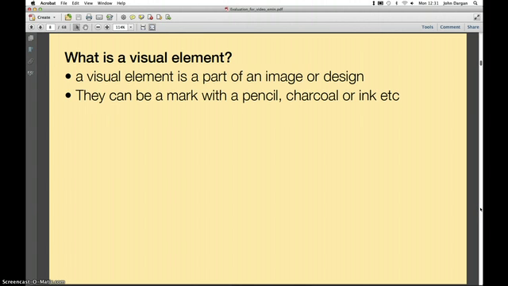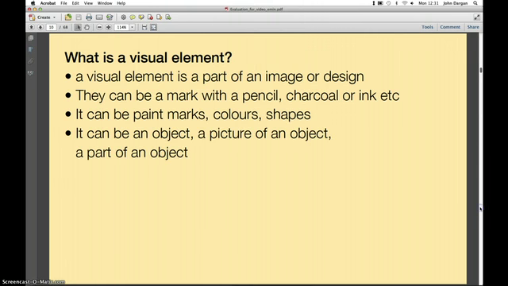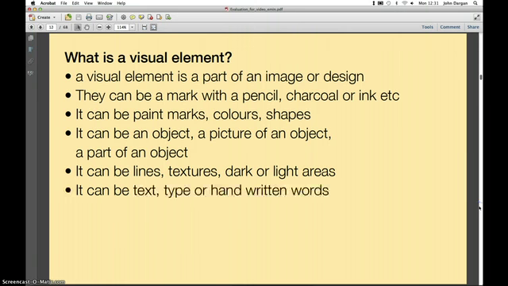They could be marks. At the start of the course we encourage experimentation with mark making, so you can look at other images and see what kind of marks have been made or played with. If it's a painting, there might be colours and shapes as well as marks. It could be objects. Objects might be placed together, or there might be photographs of objects, or bits of objects that have been chopped up. It could be that people have used a lot of lines, or worked with textures, or worked with something very dark and light to create their artwork.